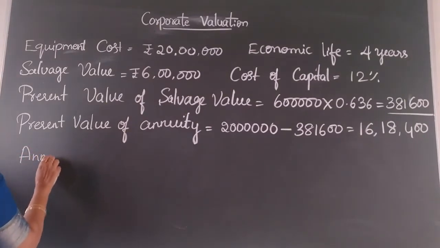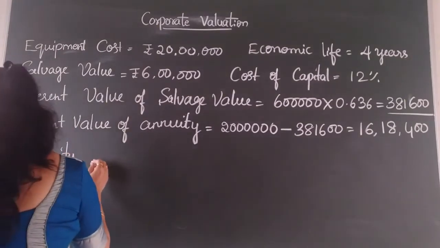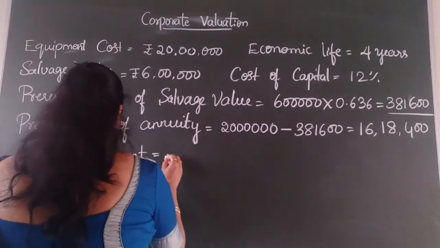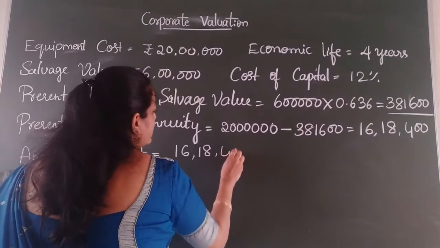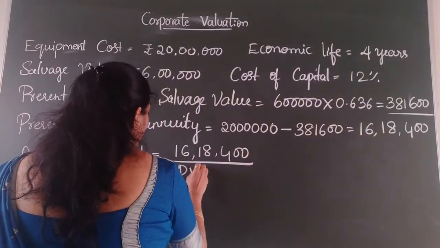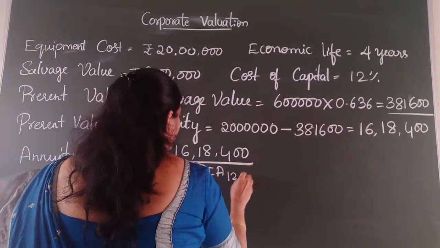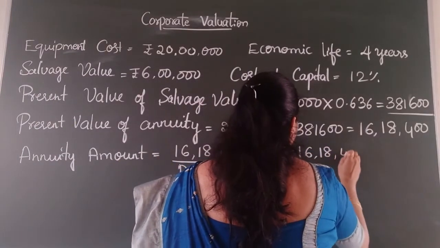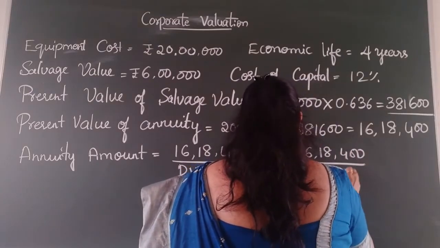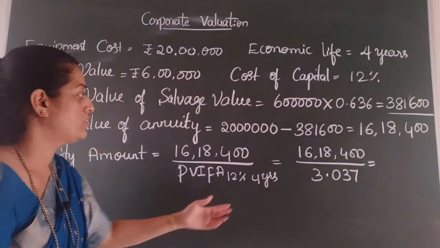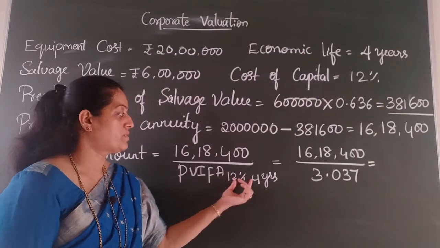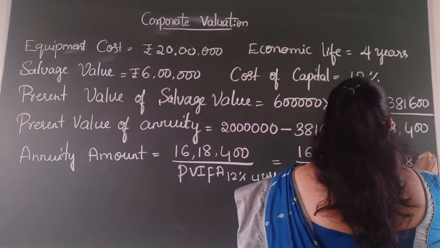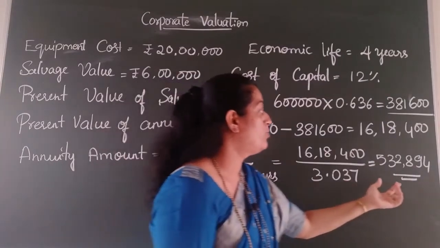So, therefore, annuity amount is calculated as present value of annuity amount, that is 16,18,400, divided by PVIFA annuity value of 12% for 4 years, which is 3.037. 3.037 is the PV factor of annuity at 12% and 4 years. So, the answer is 5,32,894. This is required to find out depreciation.